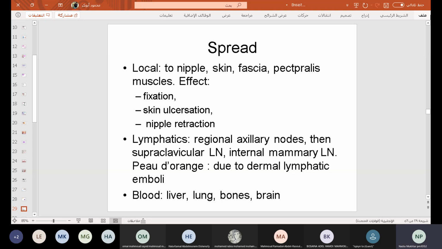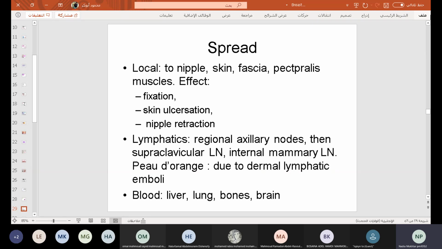The group that drains the breast is, of course, number one, the axillary nodes on the same side. So if the breast cancer is on the right side, the right axillary nodes will be the first station to receive metastasis. Axillary nodes. Then the supraclavicular, which is another step further. It means more spread towards a more distant group of lymph nodes.